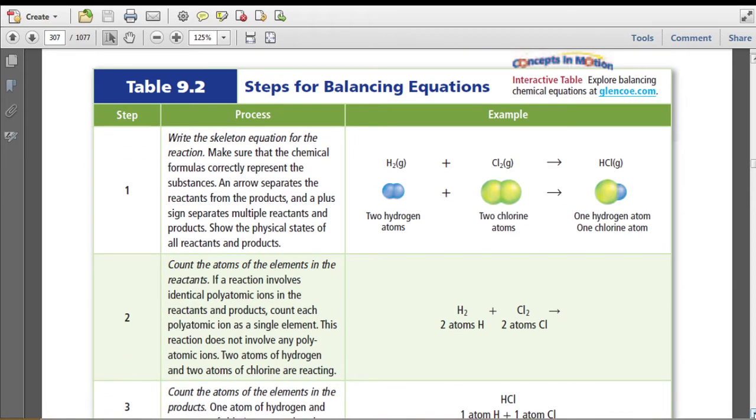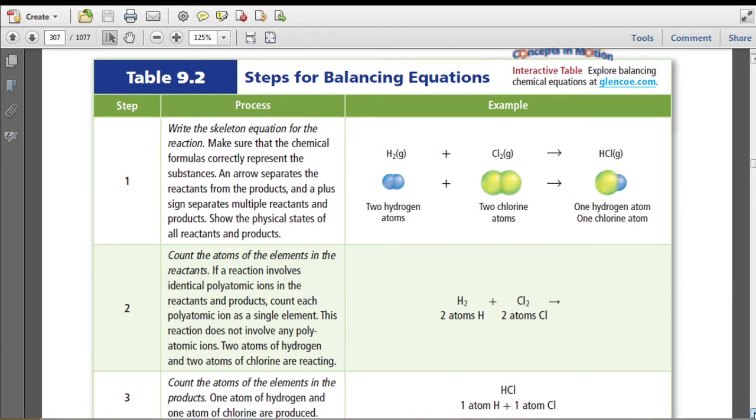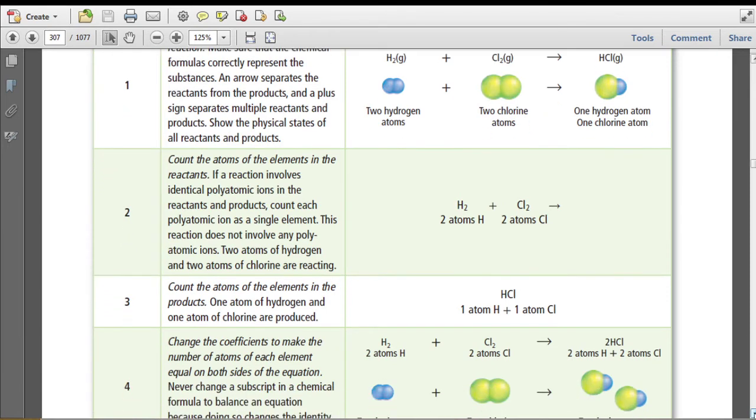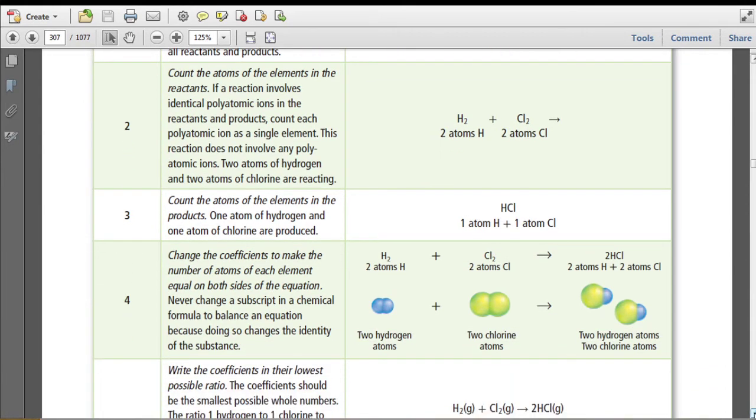Then we're going to count the number of atoms in the reactants, and we're going to count the number of atoms in the products. So we have 2 hydrogen atoms and 2 chlorine atoms in the reactants, and 1 hydrogen atom and 1 chlorine atom in our products. Now we're going to change the coefficients to make the number of atoms of each element equal on both sides of the equation.